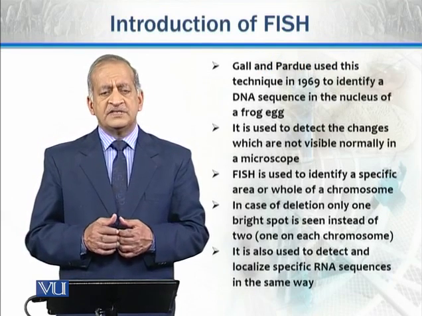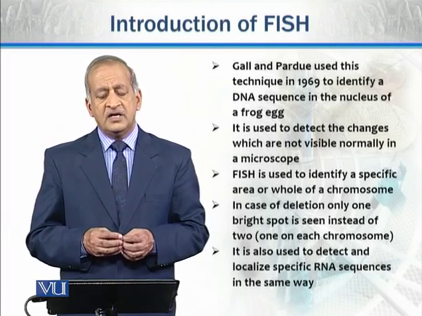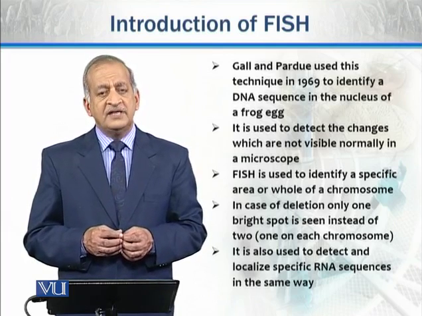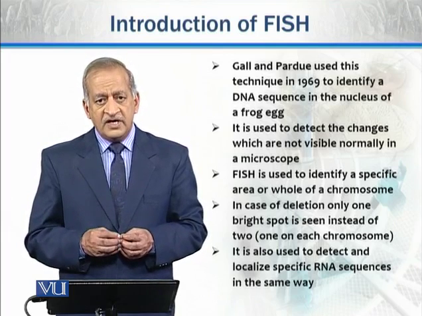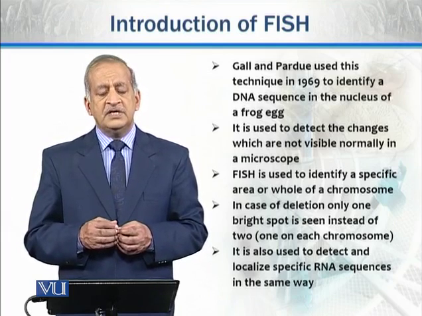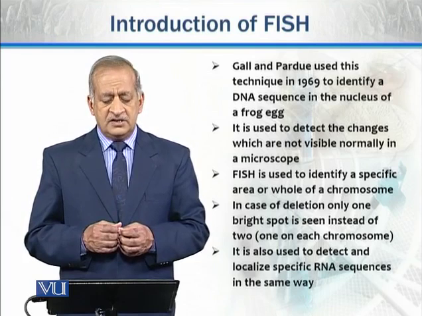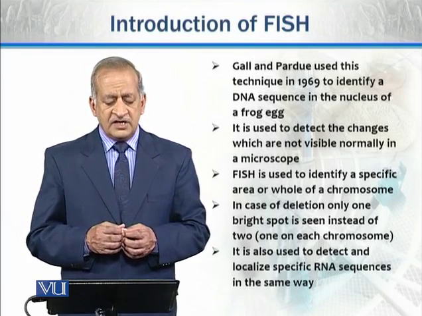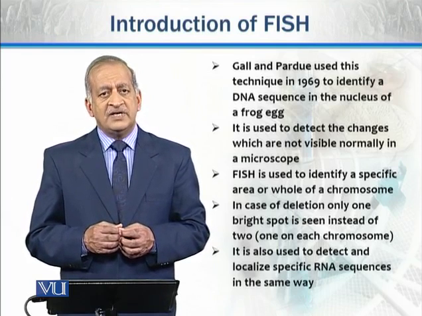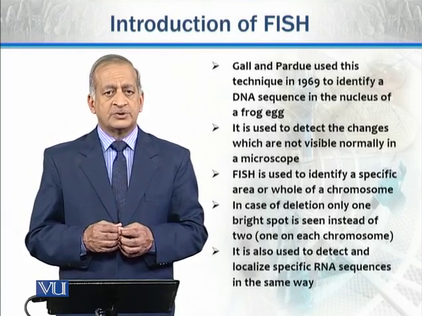This technique was first of all used by Gall and Pardue in 1969 to identify a DNA sequence in the nucleus of a frog egg. This technique is used to detect the changes which otherwise are not visible in a microscope.